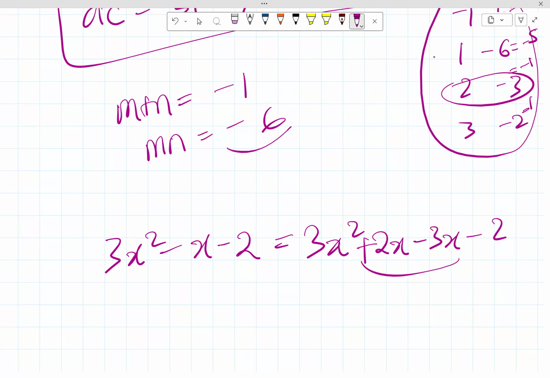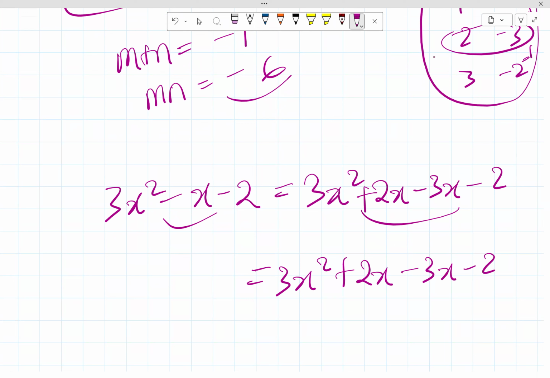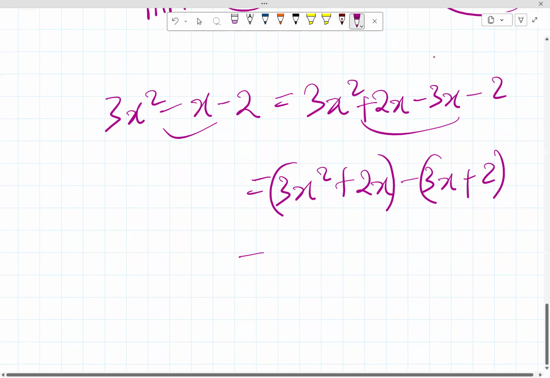So 2x plus 3 minus 3x is minus x. Easily, so we can then factorize. So we have 3x squared plus 2x minus 3x squared minus 2. So we can group. And if we want to group the other side too, because the minus is outside, the sign inside changes to plus. So we can factorize. X is common, so we have x into 3x plus 2.